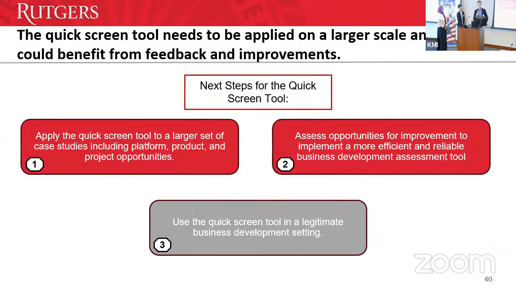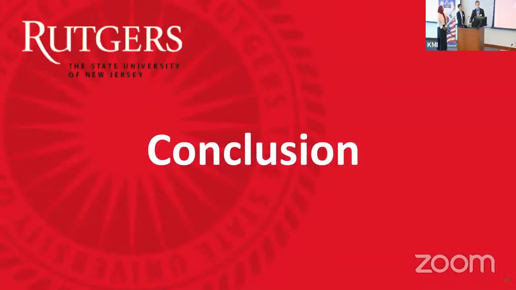So what are the next steps for our research? Next would be to apply the quick screen tool to a larger set of case studies across the whole 3Ps continuum. Second would be to assess opportunities for improvement. And this would definitely include feedback from legitimate business development professionals and entrepreneurs. And third would be to utilize this quick screen tool in an actual business development setting. And that will pretty much wrap up our presentation.